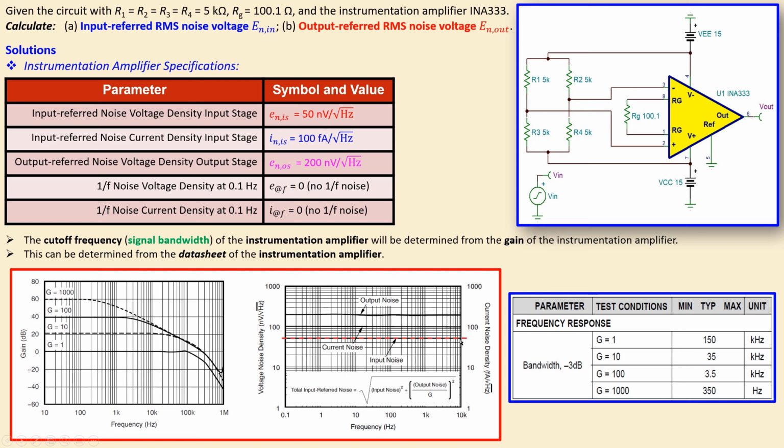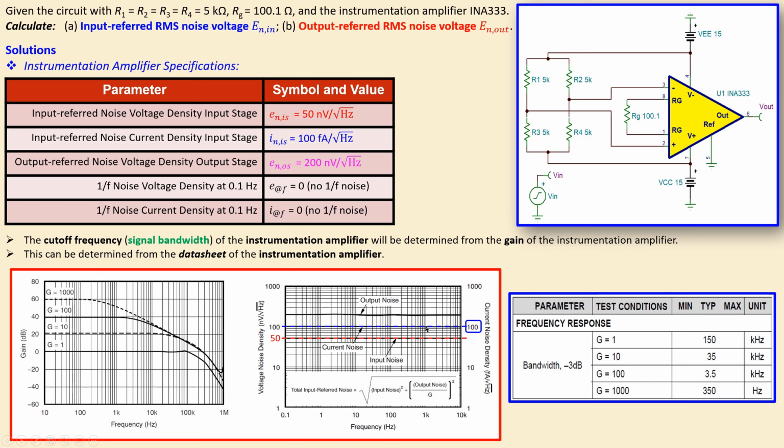Now, what you also see are some values here. This value, called the input noise, is 50 nanovolts per root hertz. That's this part, so this is the input noise voltage spectral density for the input stage. You can also look at this part of the graph, which is 100 femtoamps per root hertz, the input noise current density of the input stage. That's also very important.